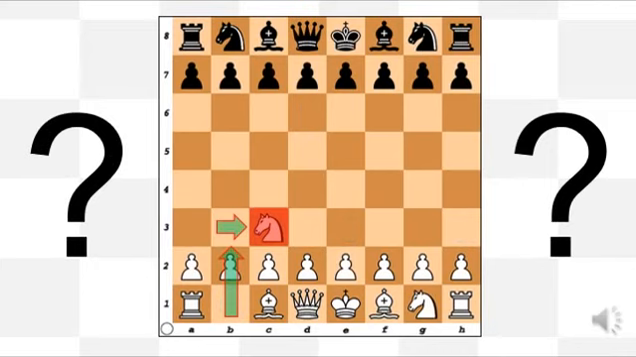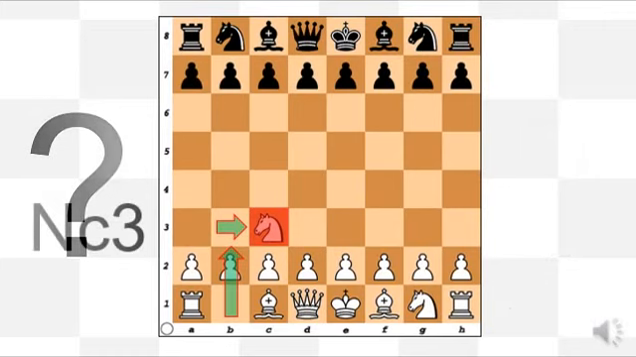So here is one for practice. What would be the notation of this move? The knight that starts at b1 is moving to square c3. The correct answer is Nc3, N being the knight symbol, c3 being the coordinates of the destination.